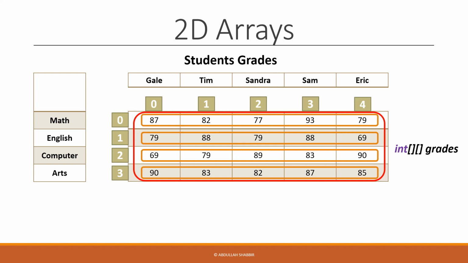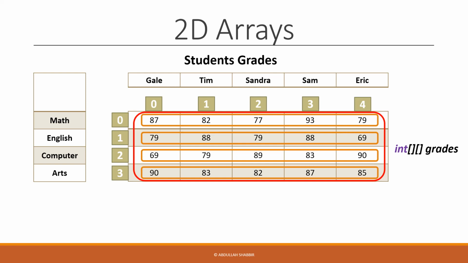To declare a two-dimensional array, you type in the type of the data that's stored inside, followed by 2 sets of square brackets, and then the array name. This is because we are actually creating an array of integer arrays called grades. The beauty of 2D array is that you can access any item in this table given the 2 indices.